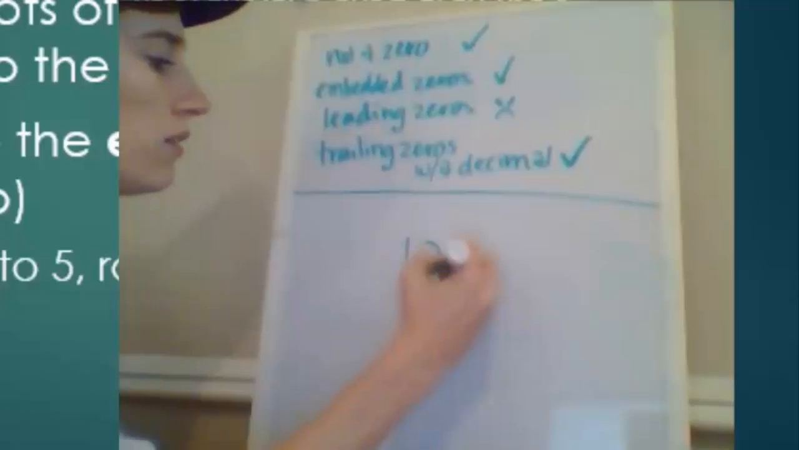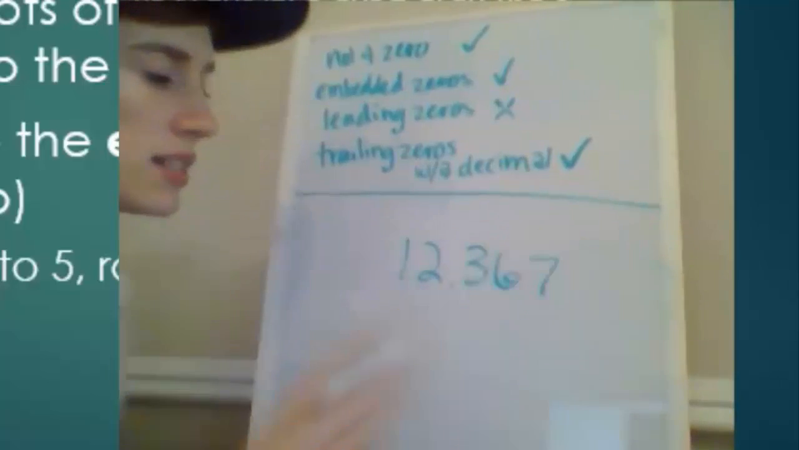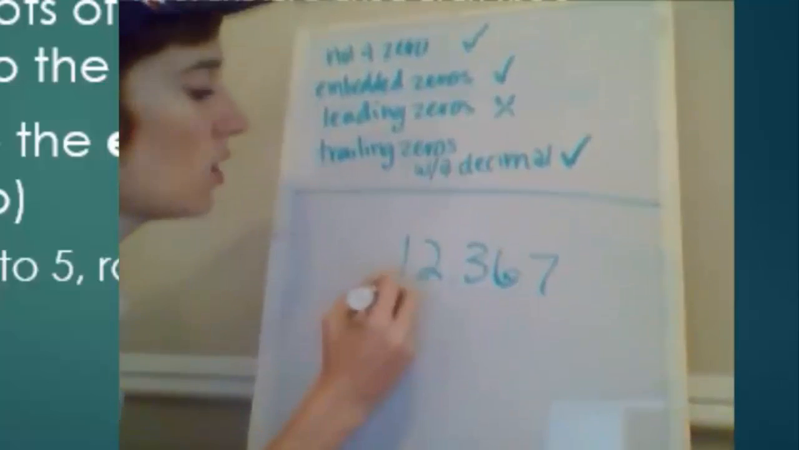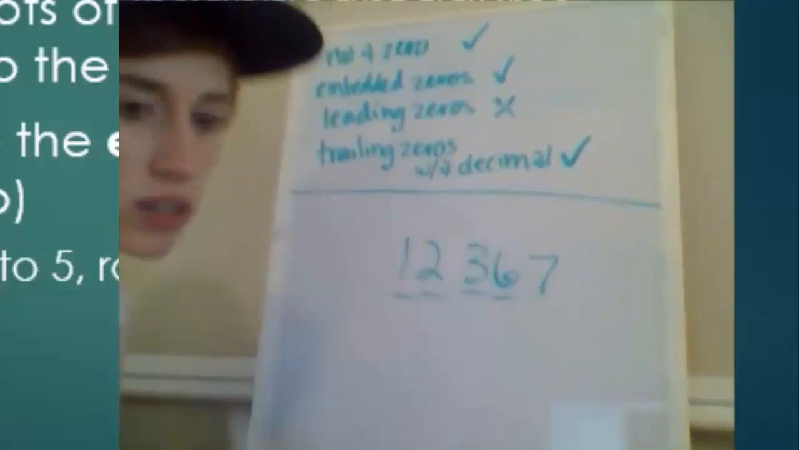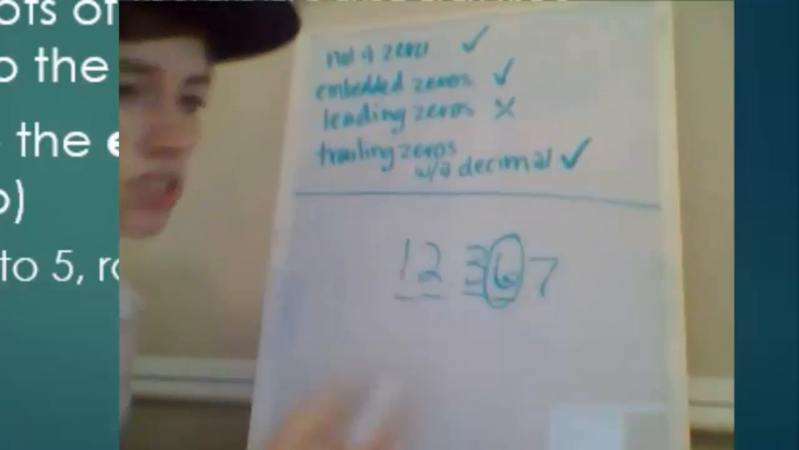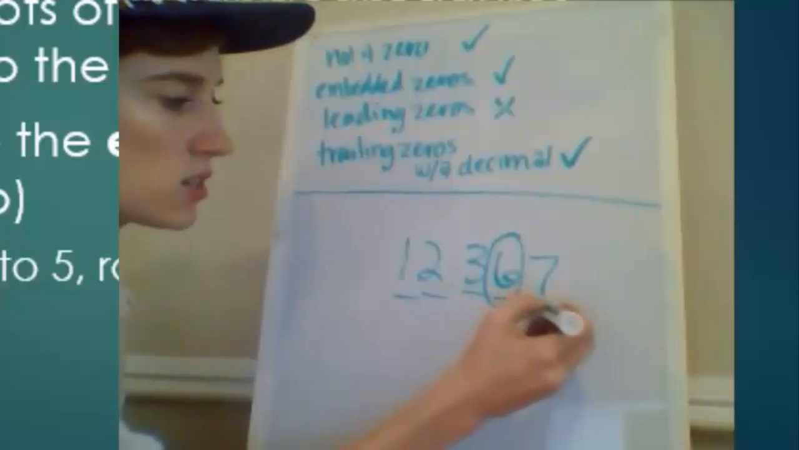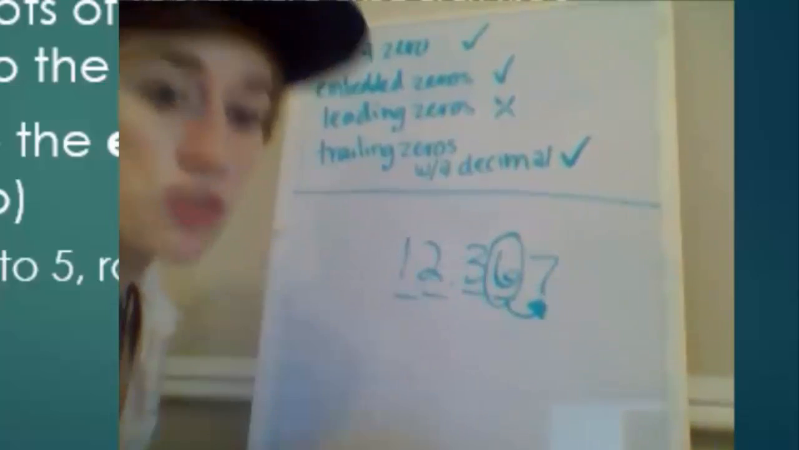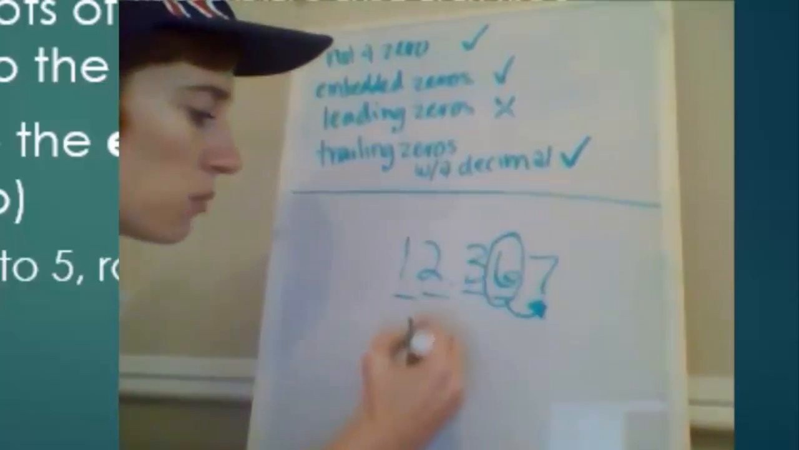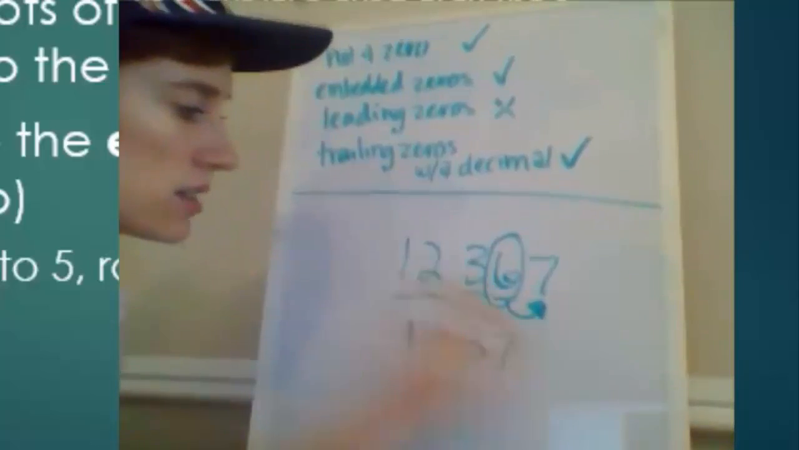Okay, let me do one more with you guys. If I give you 12.367 and I say round to 4 sig figs, 1, 2, 3, 4, that means this is the last digit I can keep. I look at this guy. Is he greater than 5 or less than 5? He's greater than 5, so I have to round 6 upward. 12.37.